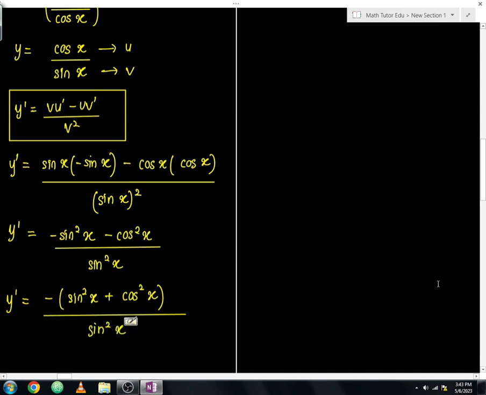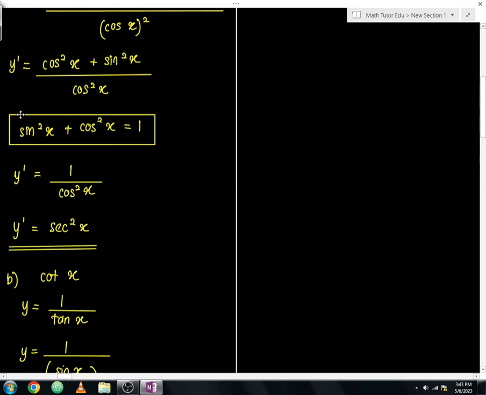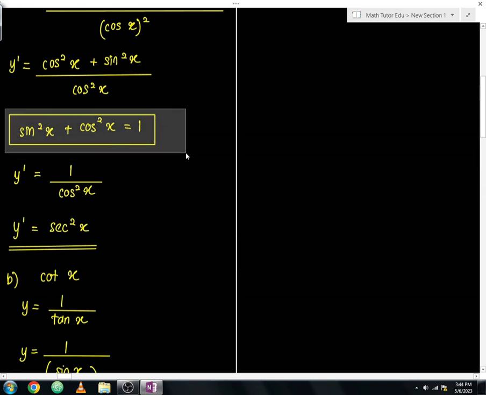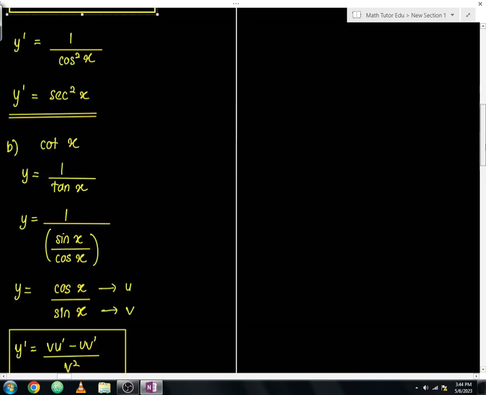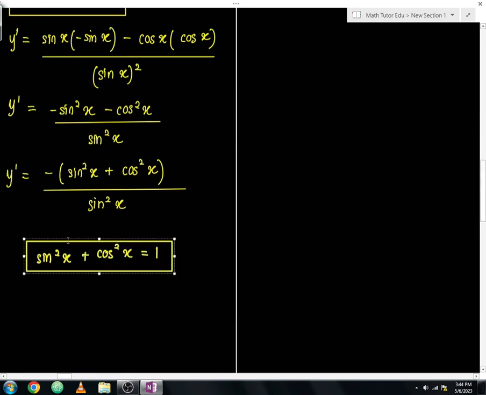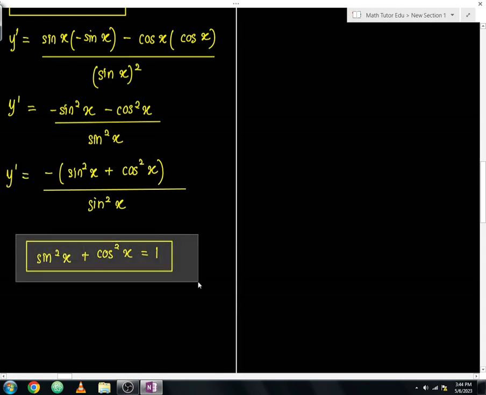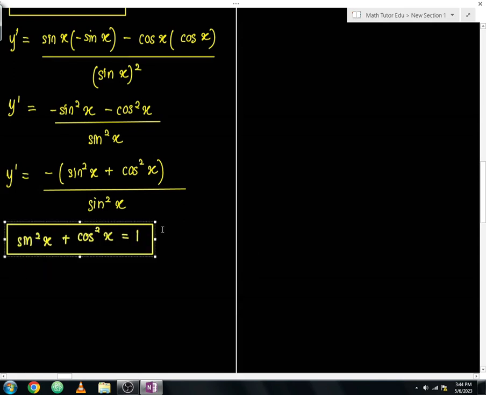Since in part A I have discussed basic trigonometric identities, the same thing we're going to apply over here. Let me just copy paste the formula. So from here y prime is equal to negative 1 over sine square x.